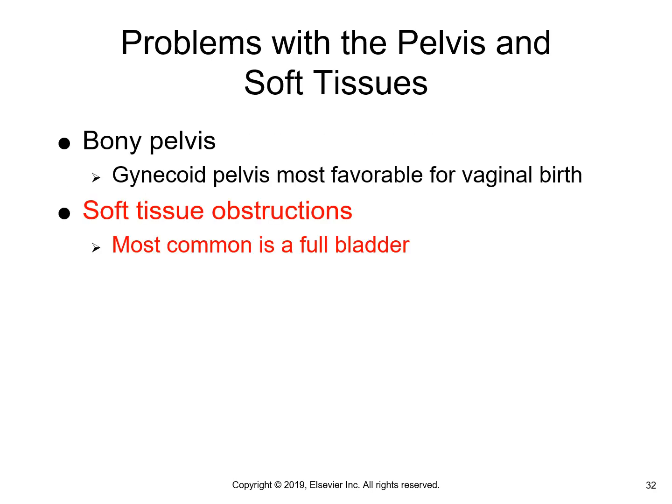Okay, we might have some problems with the pelvis and the soft tissues themselves. Bony pelvis, like we talked about, the gynecoid pelvis, is the one you want for a vaginal birth. And then soft tissue obstructions, okay? Soft tissue in the pelvis should be ready to provide the passageway for the baby, but there might be some obstruction that can happen.